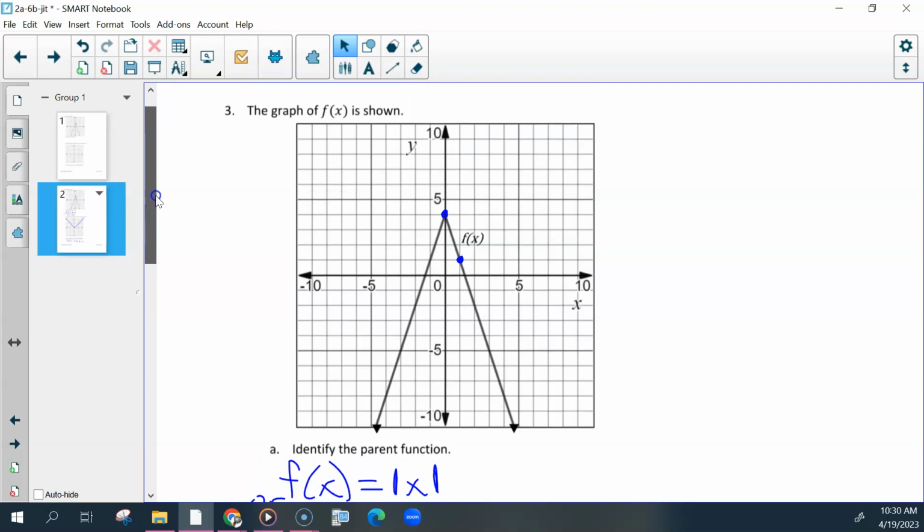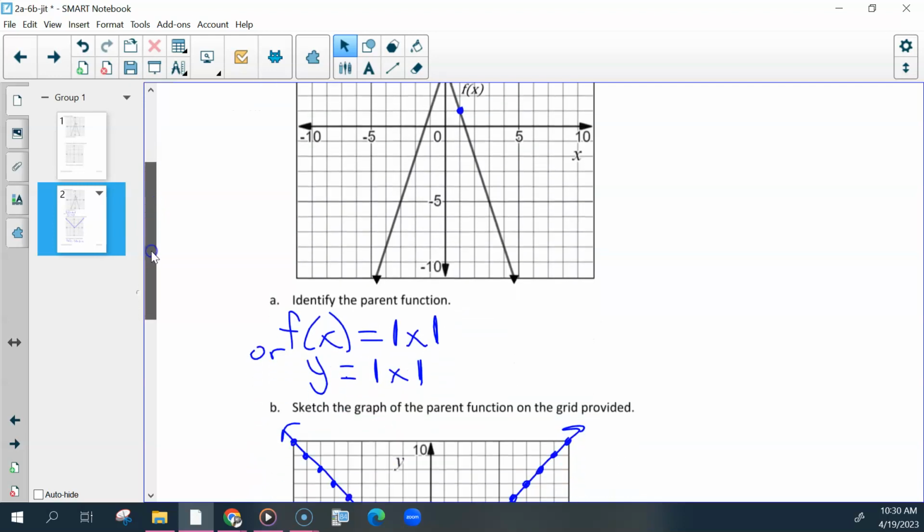So for part A, you had to identify the parent function. It was absolute value, so you could write it as one of these two ways. F of x equals the absolute value of x, or y equals the absolute value of x. So if you just wrote absolute value, you were on the right track, but you have to actually write the equation.